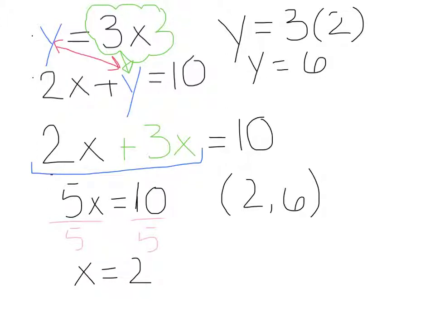And that means the lines intersect at the point 2, 6. You can think of it as your break-even point.